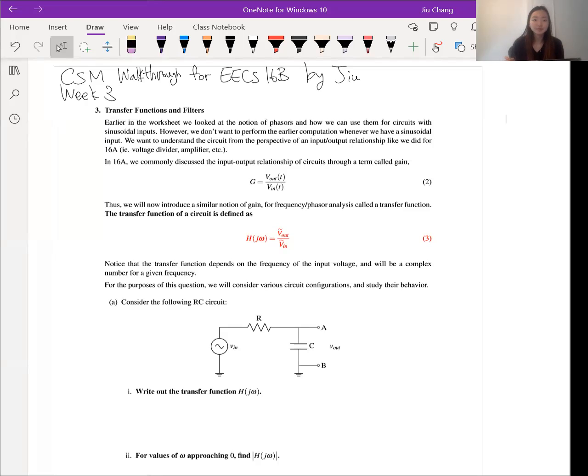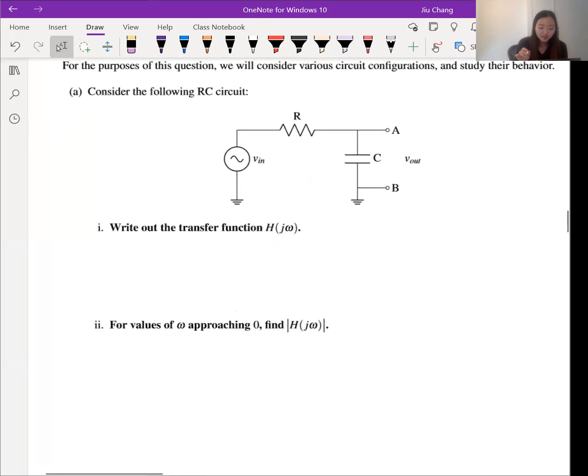I'm Jiu. Okay, assuming that you already have an intro on transfer functions, I will go over part A. So, considering the following RC circuit, we first need to write out our transfer function H of j omega. Here, H of j omega is equal to H of omega. You can use whatever notation you're comfortable with.